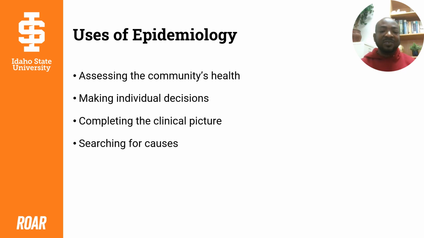Examples date from the removal of the handle from the Broad Street pump following John Snow's investigation of cholera in the Golden Square area of London in 1854, to the withdrawal of a vaccine against rotavirus in 1999 after epidemiologists found that it increased the risk of intussusception, a potentially life-threatening condition.